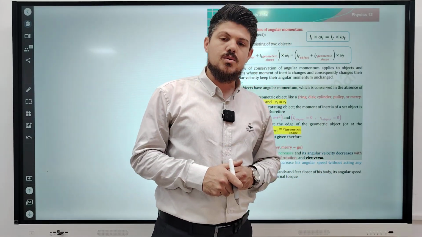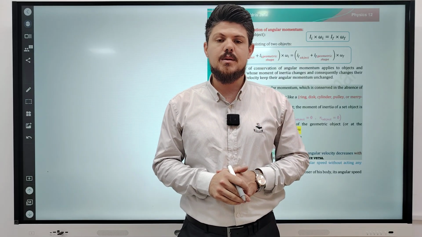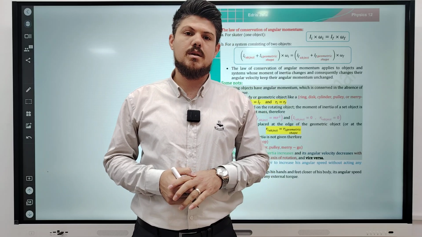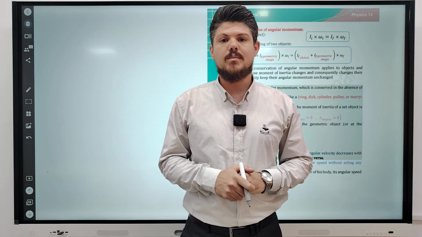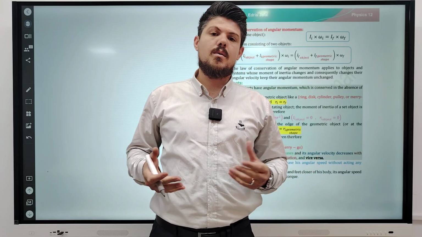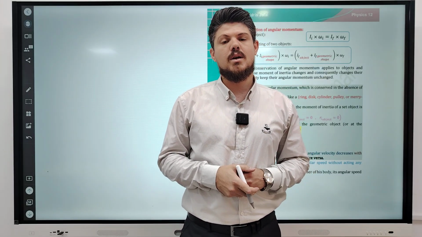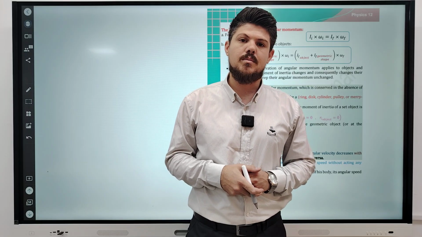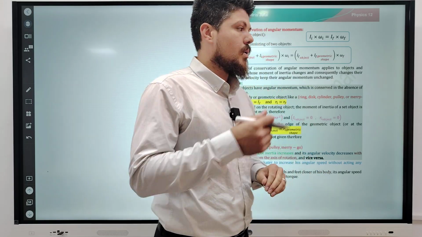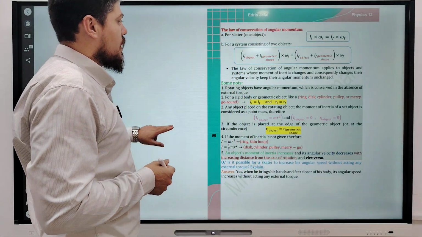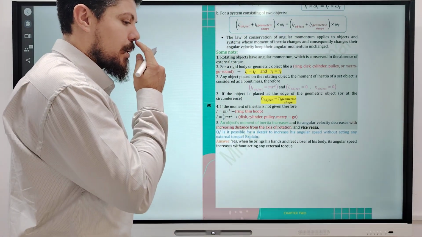On today's lesson we are going to solve the questions related to the conservation of angular momentum. If you remember, in a previous lesson we talked about the conservation of angular momentum and angular momentum. Angular momentum is the product of the object's moment of inertia and its angular speed, and it is measured in kilogram meters squared per second. And on today's lesson, as I told you, we are going to solve all questions related to the conservation of angular momentum.